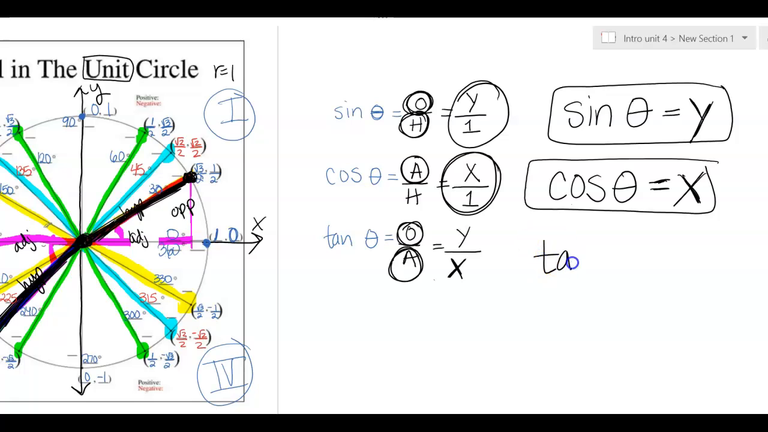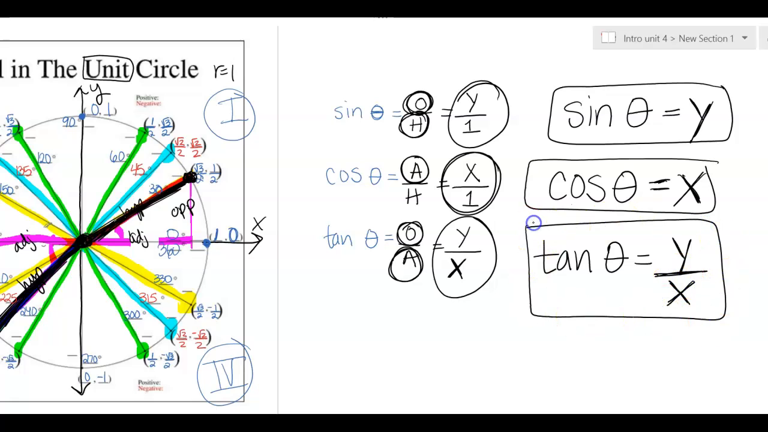The tangent isn't as friendly. So the tangent can be calculated by doing this, but I have to actually do division. I have to take the y and I have to divide it by the x. So hopefully now you have a little more understanding of why they created this structure.